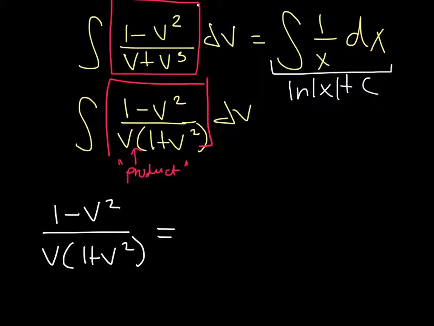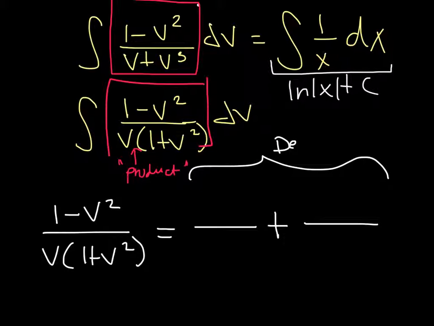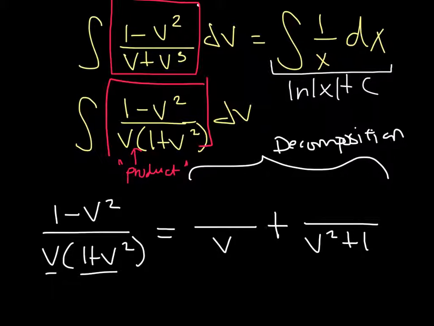Okay, so I want to decompose this fraction into partial fractions, where partial has nothing to do with the partial derivative here. It's literally you want pieces, right? You want to break it up. So this is the decomposition part, and you write your factors, right? You have v, and then you have 1 plus v squared, or v squared plus 1. The order doesn't matter. And you are going to find these two coefficients.